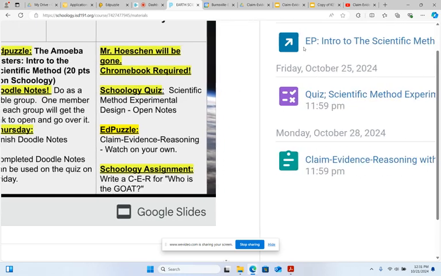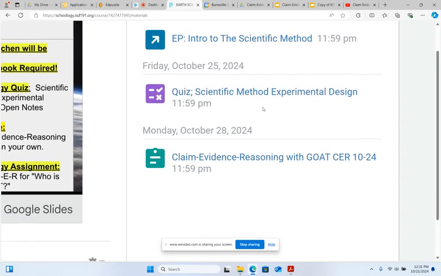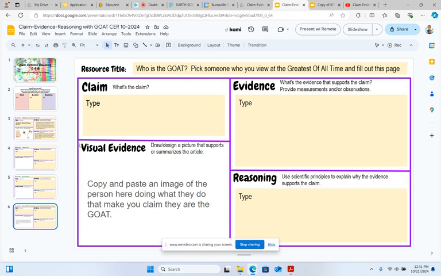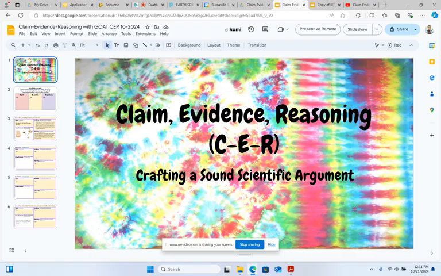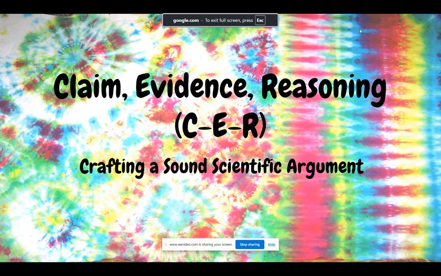Okay? You should have an assignment in Schoology called Claim Evidence Reasoning with GOAT CER. Open that, and that will hopefully bring you to a document that looks something like this. Claim Evidence Reasoning with GOAT CER. The first page actually looks like this. So I'll go slideshow so you can see the whole thing. Crafting a sound scientific argument.